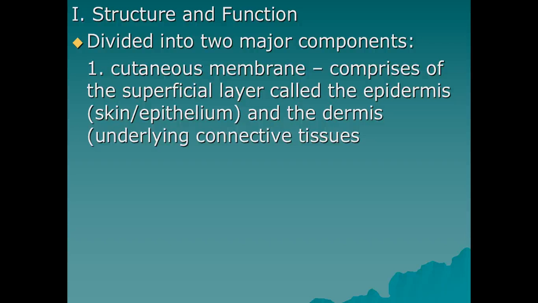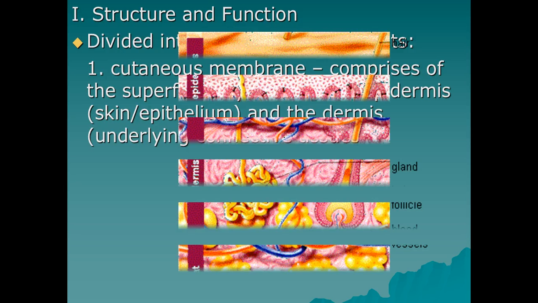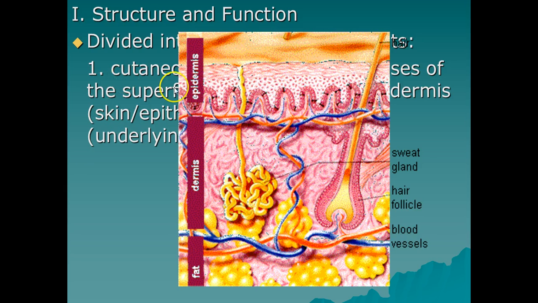You can take the integumentary system and divide it into two components. You have the cutaneous membrane, which is comprised of the superficial layer called the epidermis. This is what we would call actual skin, or the epithelium, and the dermis, which is the underlying connective tissue. So you have the first one, the cutaneous membrane, which is the epithelium and the dermis. If you're looking at your skin, this is the exposed surface out here. You have this epidermis layer here, and then you have the dermal layer here.